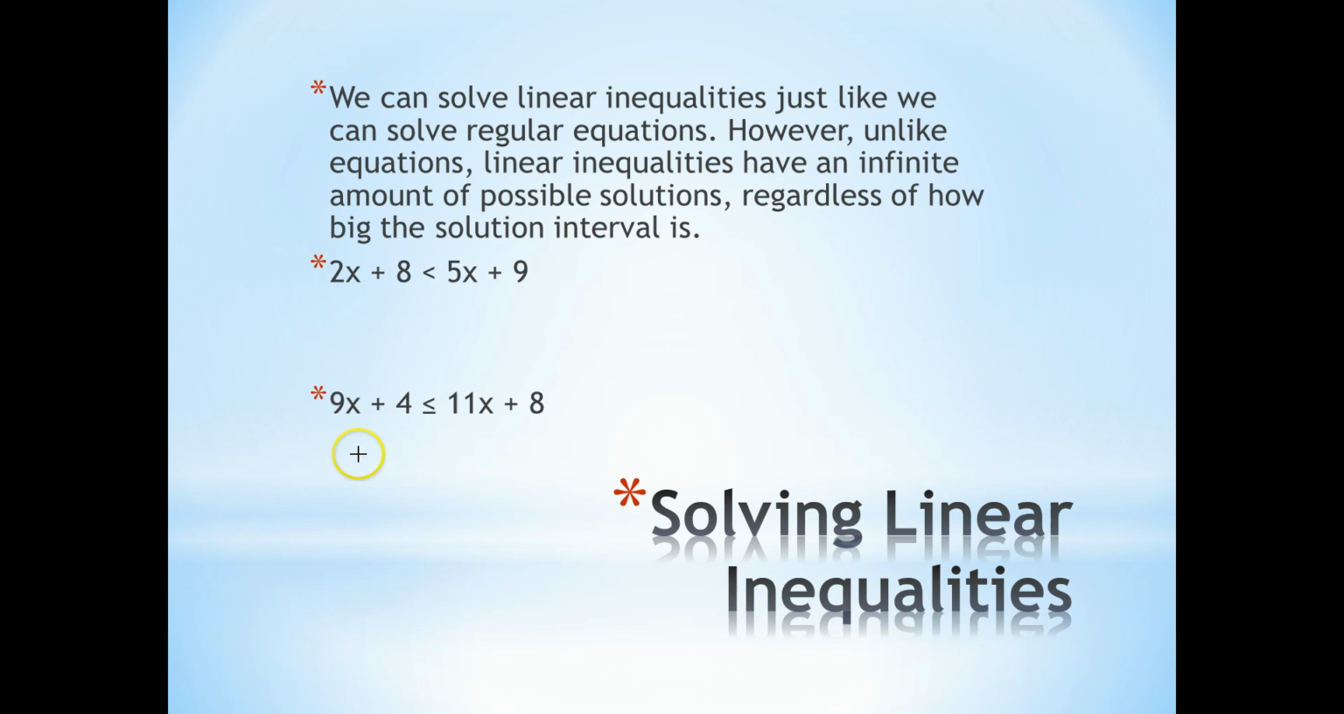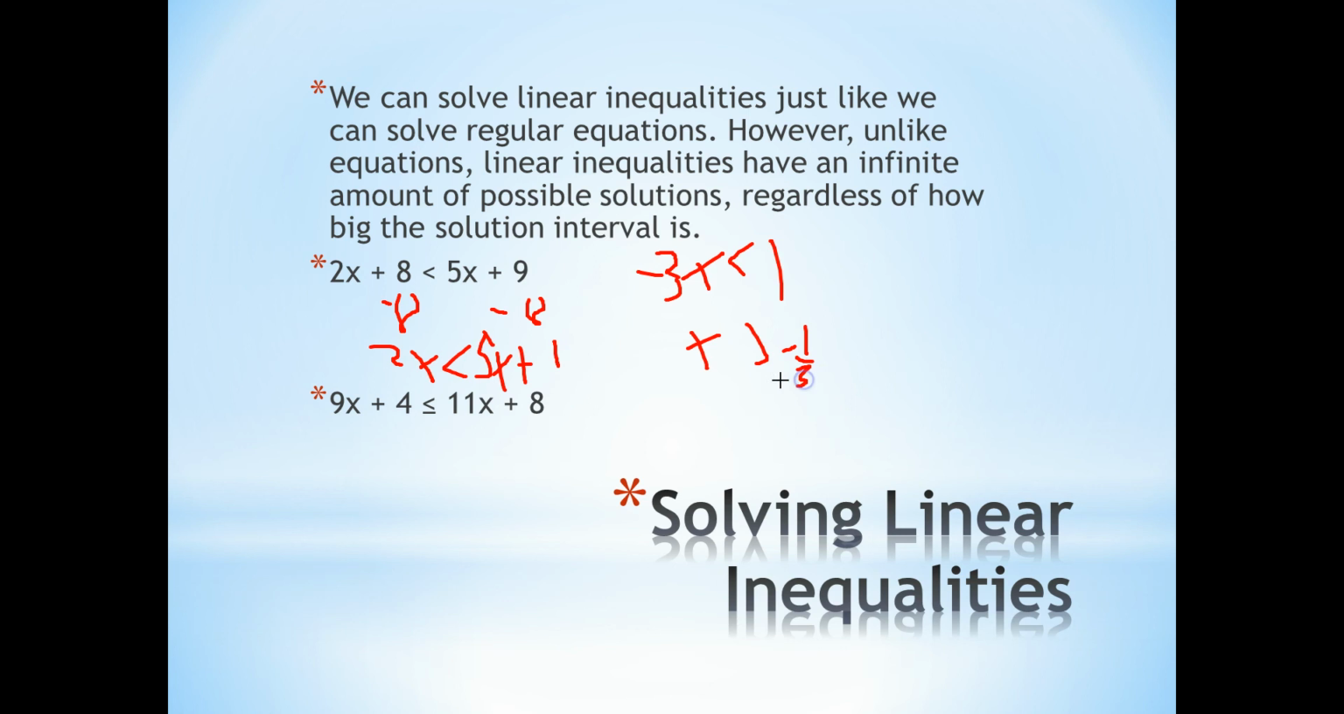Let's solve this inequality. We can solve it by doing the same thing as solving a regular equation. So let's subtract 8 from both sides. Immediately, we get 2x is less than 5x plus 1. Now we can subtract 5x from both sides, and we get negative 3x is less than 1. We divide both sides by -3, and we have to reverse the sign, so x is greater than -1/3. And so this is our answer.